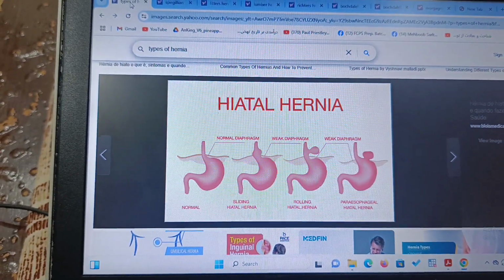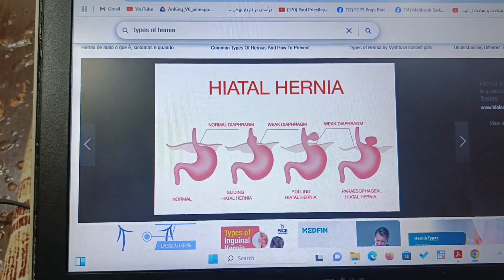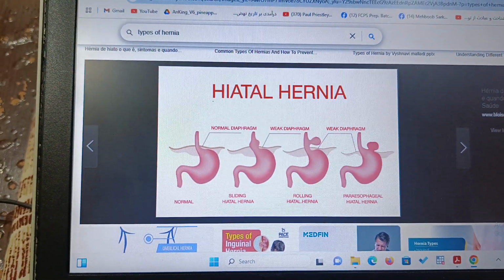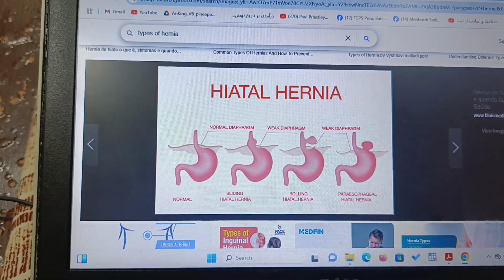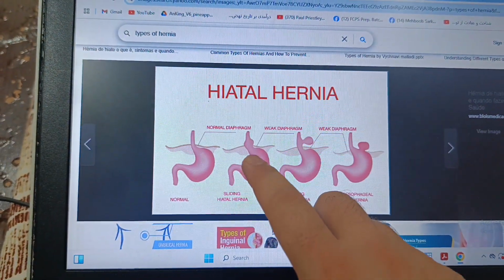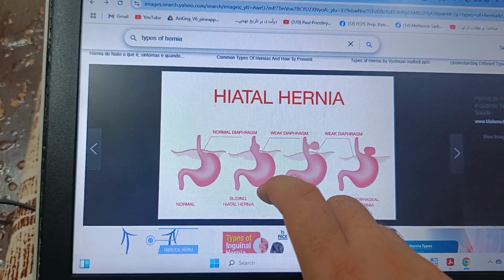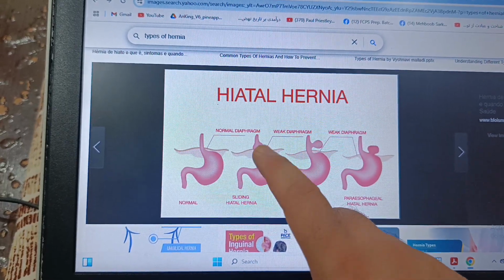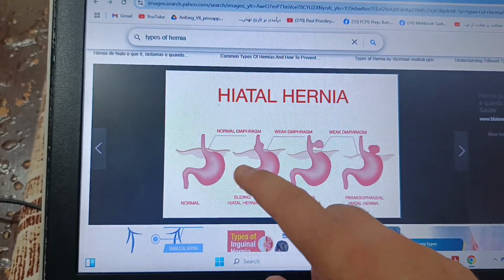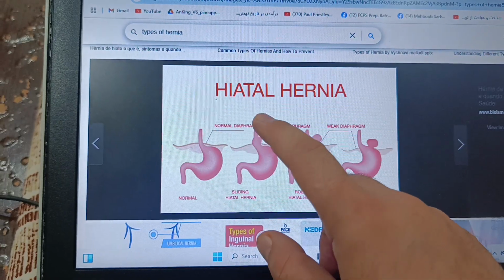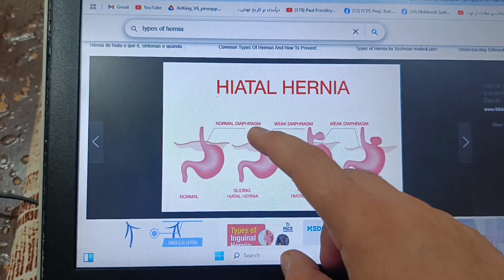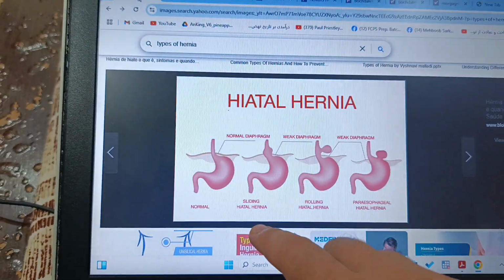Hiatal hernia is a type of hernia that occurs through the esophageal opening of the diaphragm. Whenever there is a weak diaphragm, a part of the stomach herniates into the chest, the thoracic cavity. Here is the abdominal cavity, here is the thoracic cavity. So whenever it herniates into the thoracic cavity, it is a hiatal hernia.